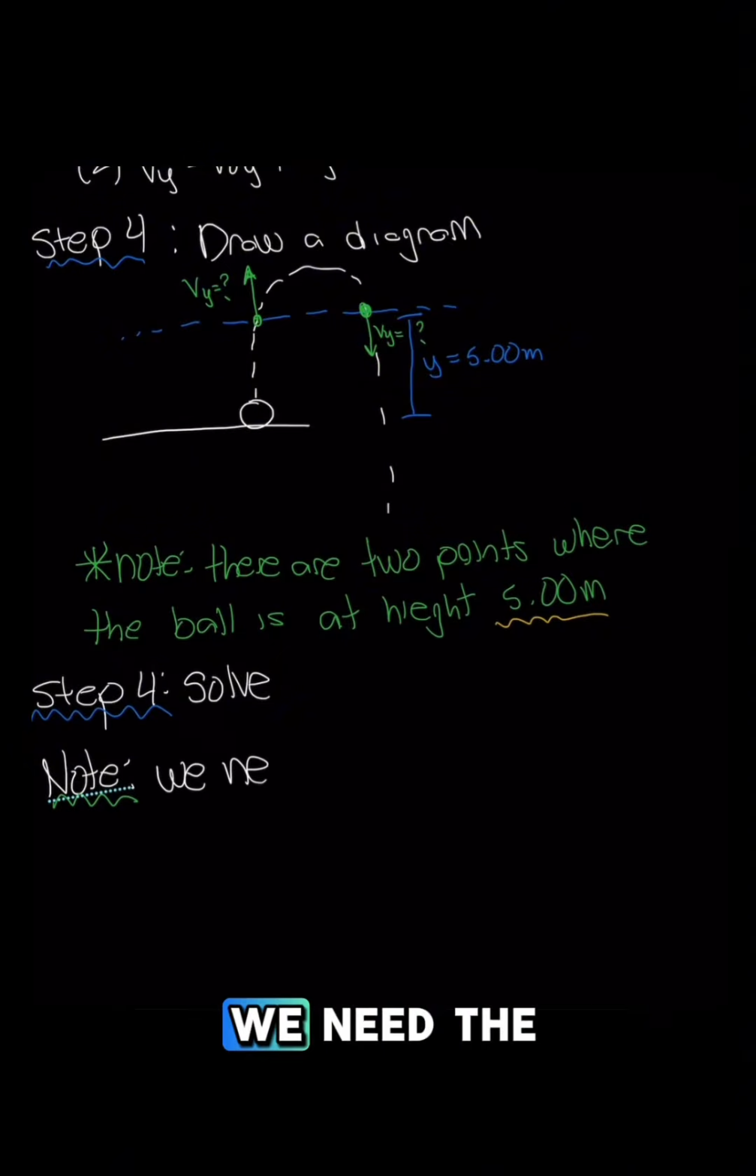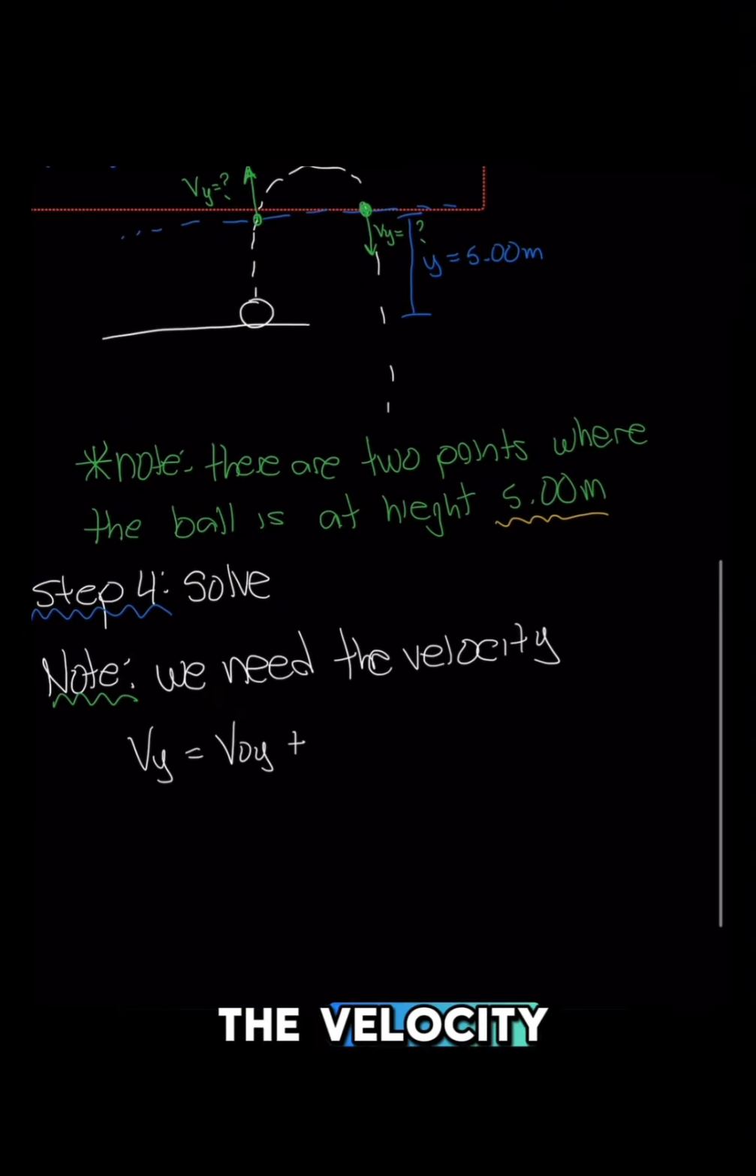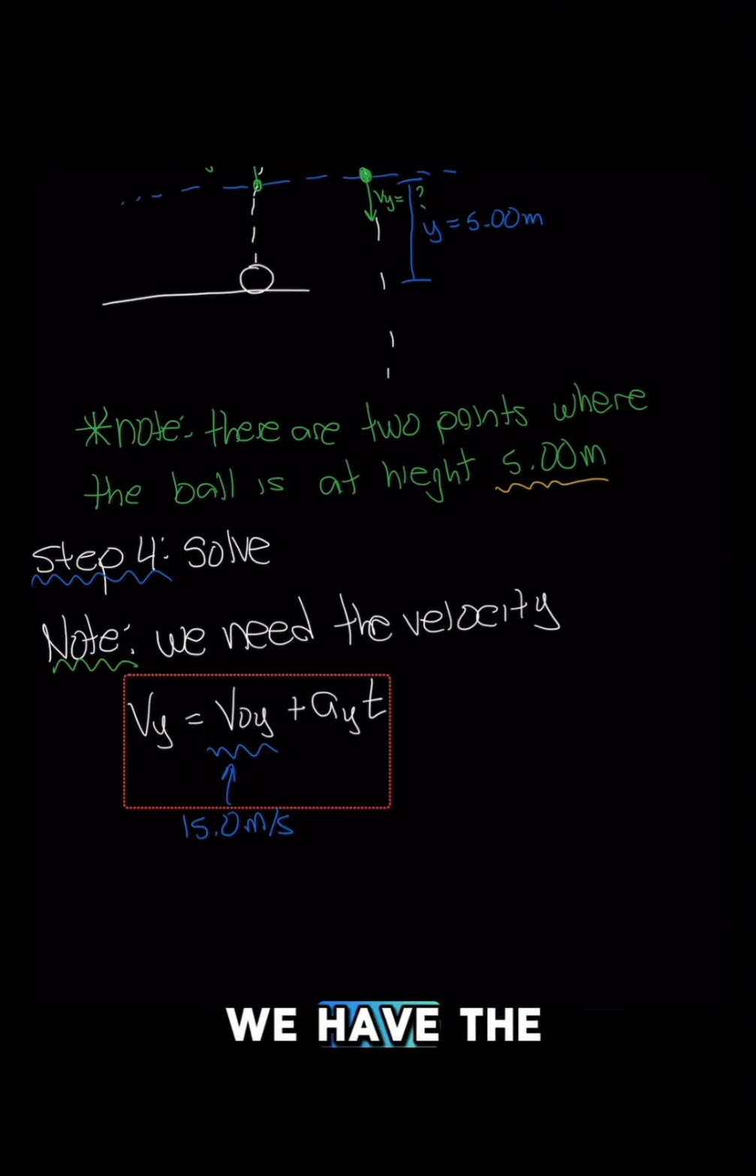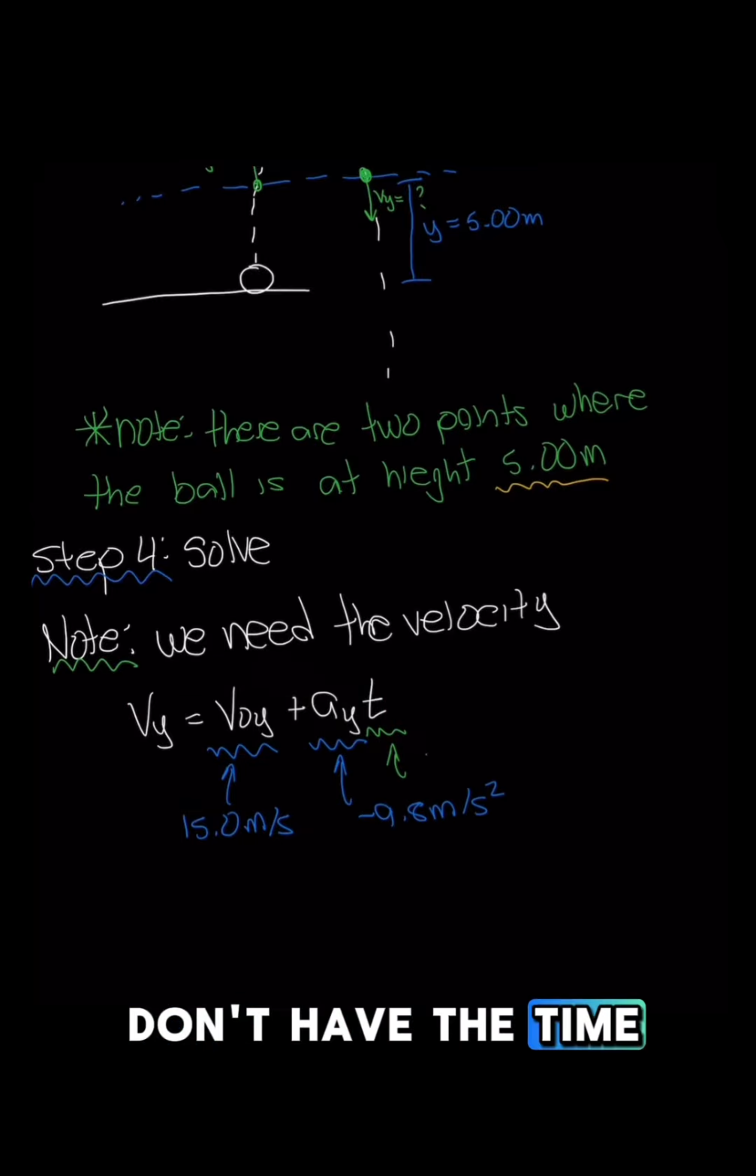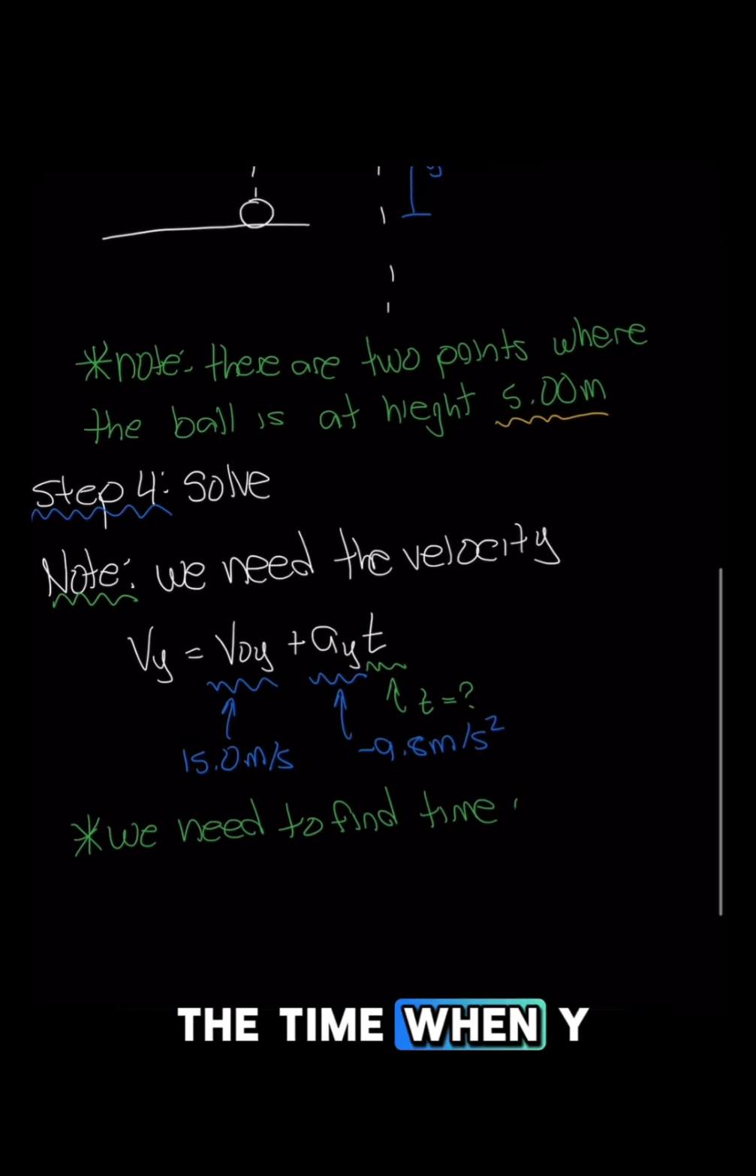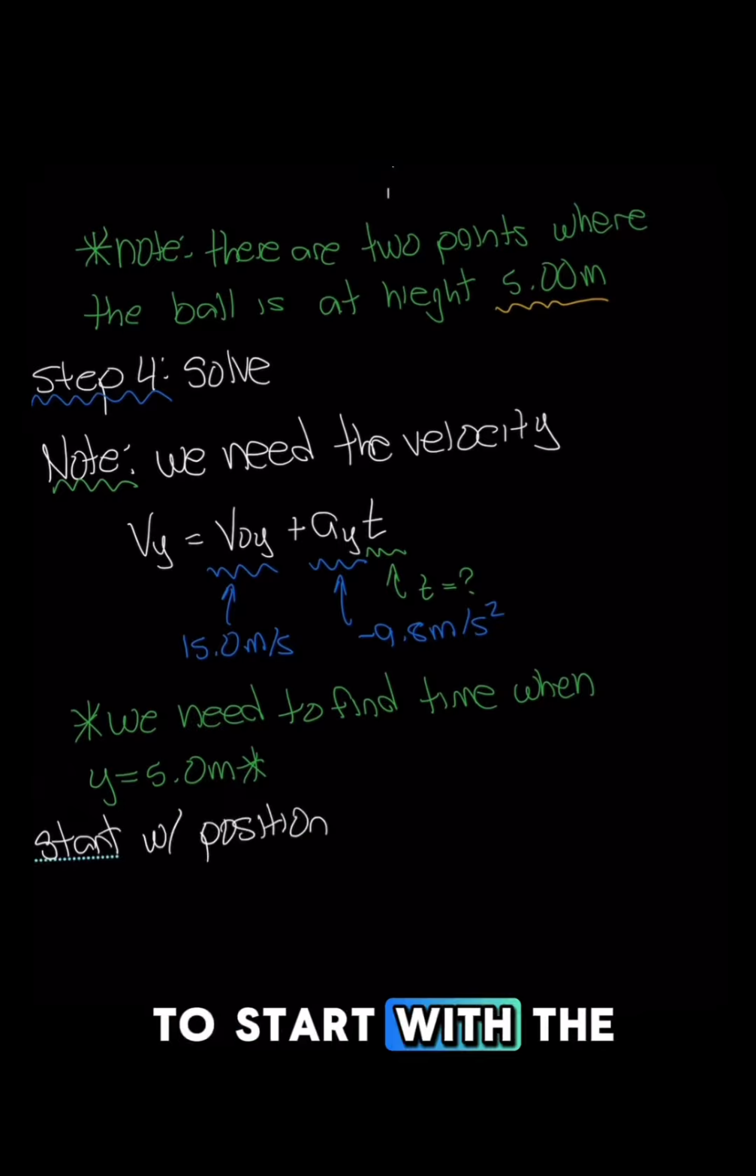I just want to know, we need the velocity. So this is the velocity equation here. We have the initial velocity, we have the acceleration, but we don't have the time. And so we need to find the time when y equals 5 meters. That means we have to start with the position equation.